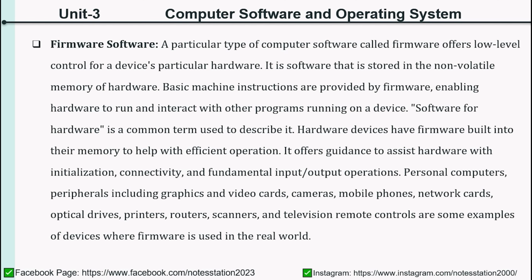Firmware software. A particular type of computer software called firmware offers low-level control for a device's particular hardware. It is software that is stored in the non-volatile memory of hardware. Basic machine instructions are provided by firmware, enabling hardware to run and interact with other programs running on a device. Software for hardware is a common term used to describe it.